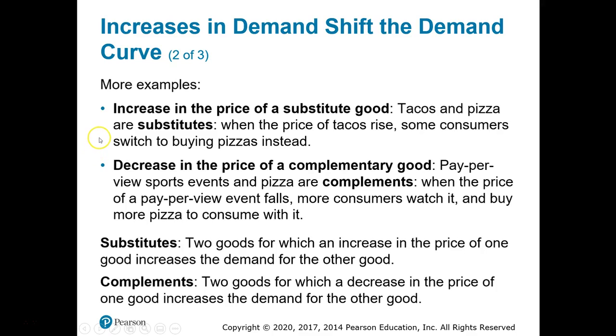Here are some other examples. An increase in the price of a substitute good. Tacos and pizzas are technically in two different industries. They're food, but you got tacos, which is Tex-Mex, and you got pizza, which is Italian American. When the price of tacos rises, some people switch over to pizza. When pizza rises, you flip over to tacos. Alternative food choices. Hamburgers and hot dogs.